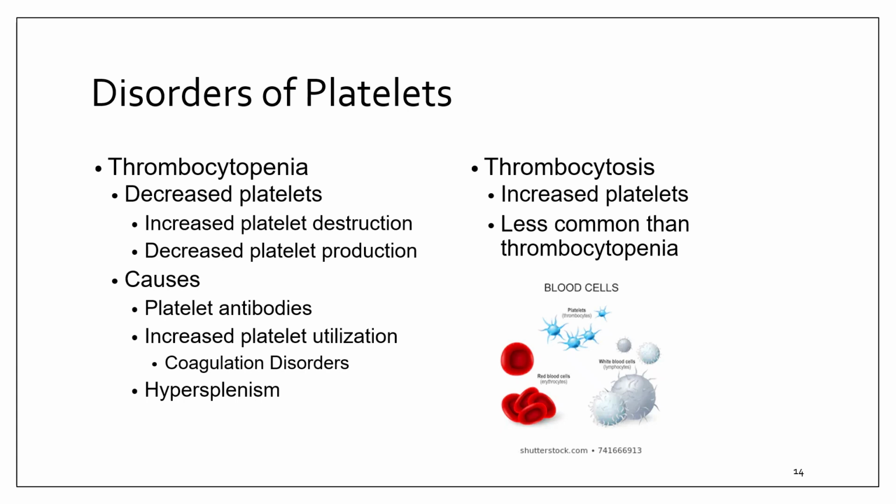Then we talk about thrombocytosis, which is increased platelets. This is a less common side of the spectrum. Thrombocytosis means elevated platelet count. This occurs in two main settings. We have reactive or secondary thrombocytosis, which is very common and usually temporary. It's seen with inflammation, infection, trauma, surgery, and iron deficiency anemia. Inflammation stimulates cytokines, which increases platelet production.